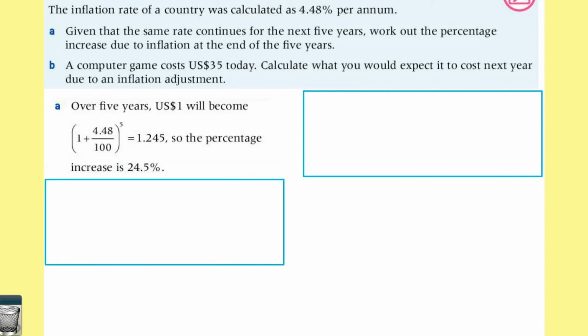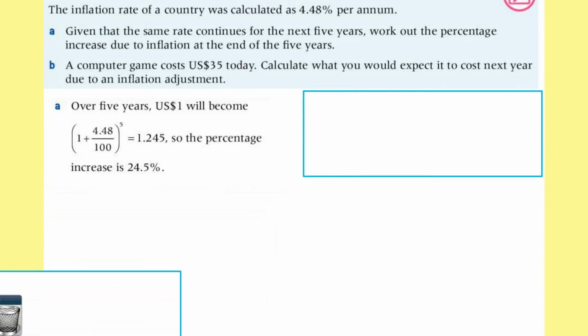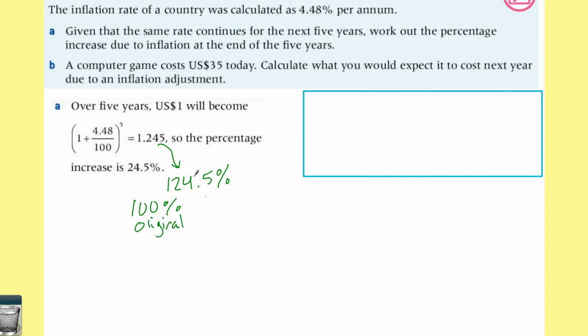Okay, which is a 24.5% increase. Okay, you're probably thinking, well, okay, but that's not what that says. All right, you're right. That says it's 124.5%. Okay, but there's no way I'm going to increase an additional 100% over my original. Remember, 100% comes from your original amount. So here, we're going to increase by 24.5%. Okay, so that's where they're getting this number from.